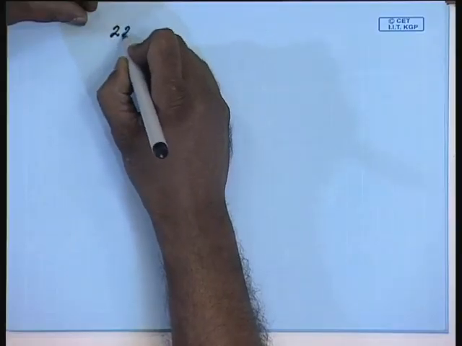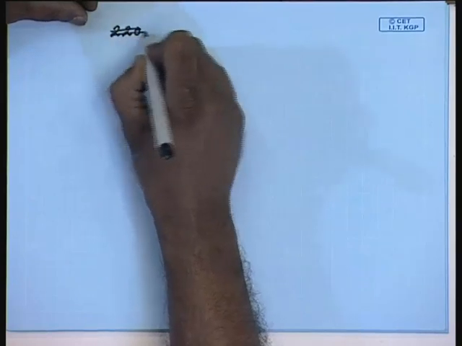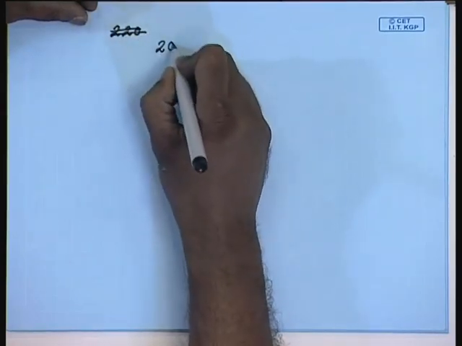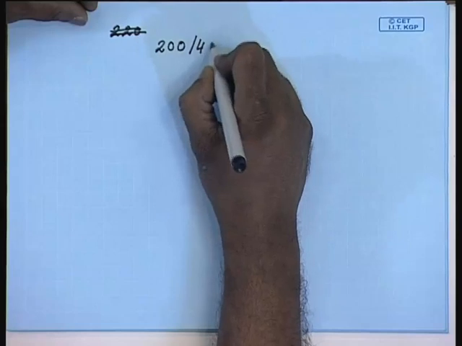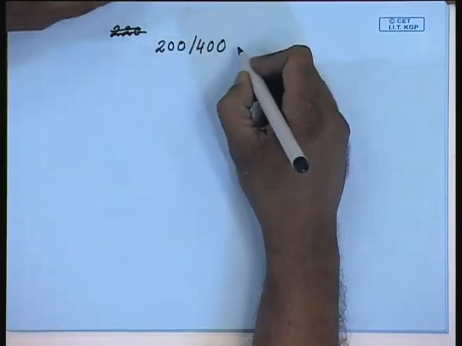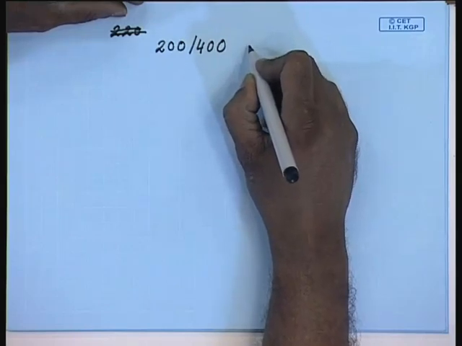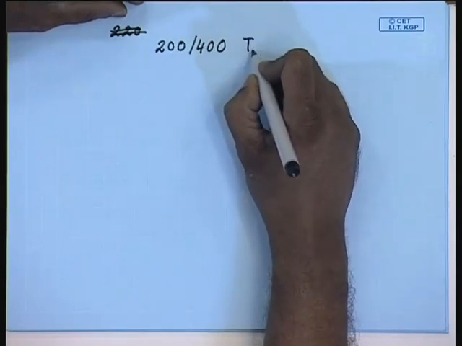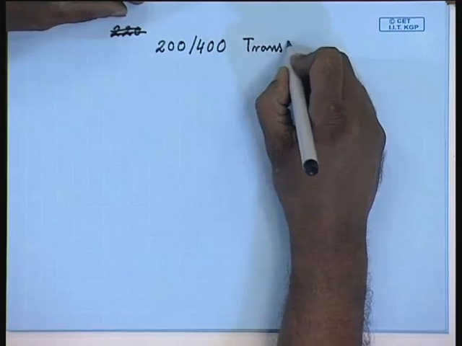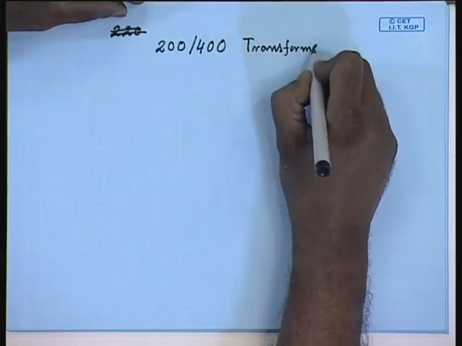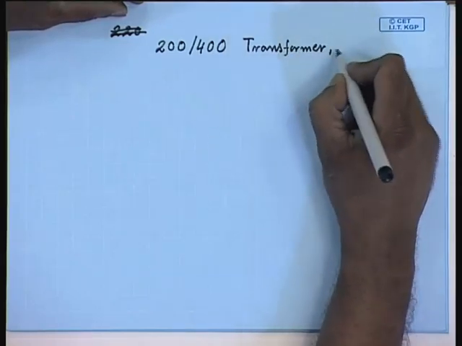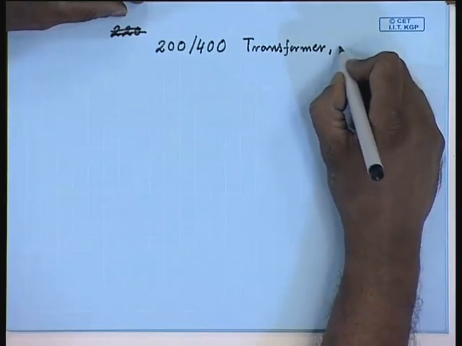200 volts by 400 volt single phase transformer. The kVA rating is 4 kVA.